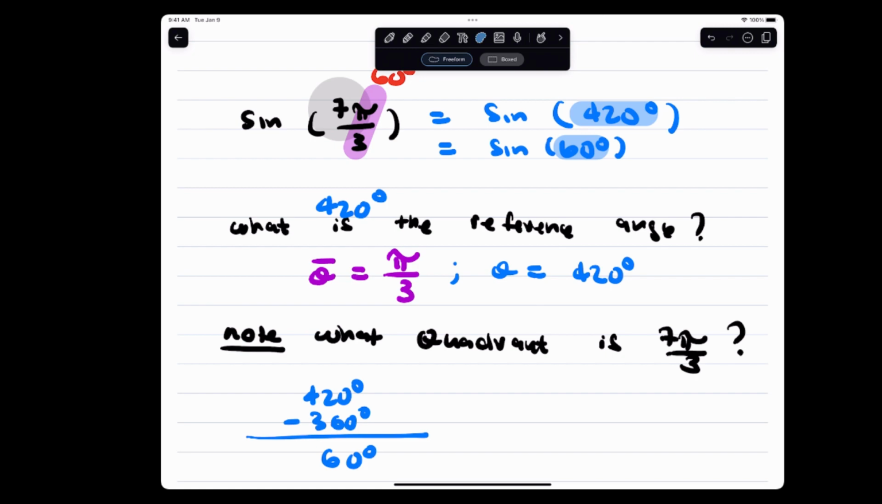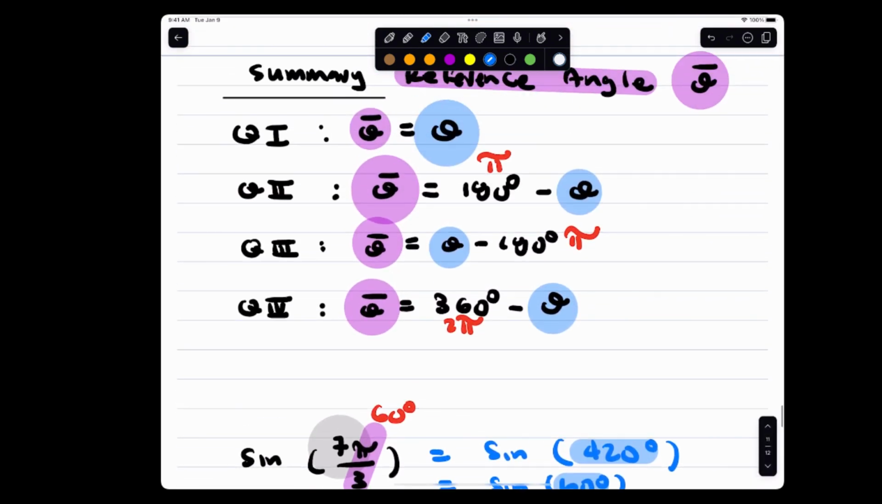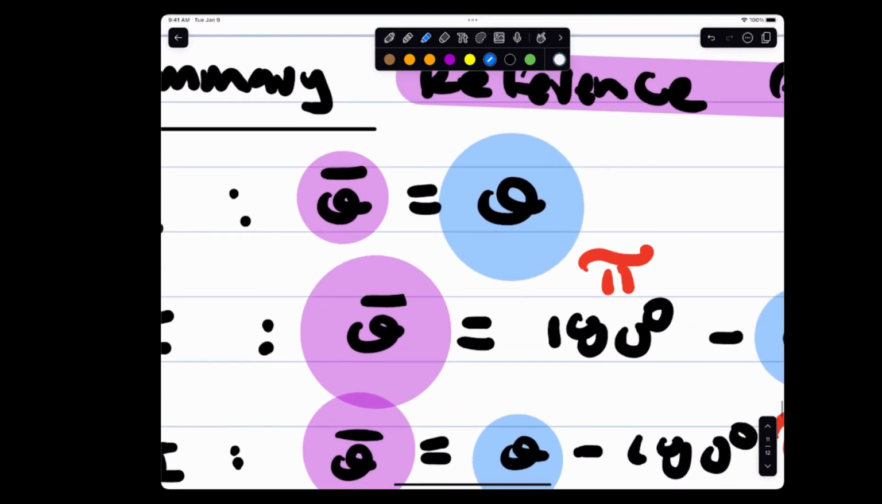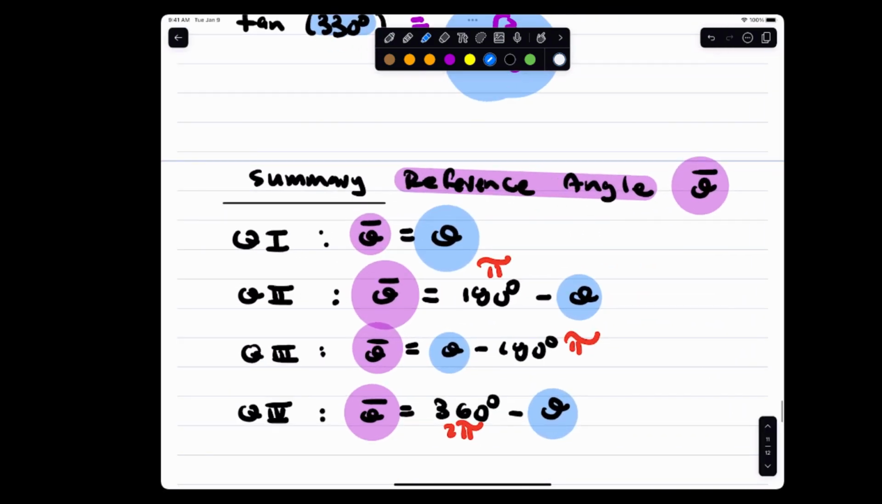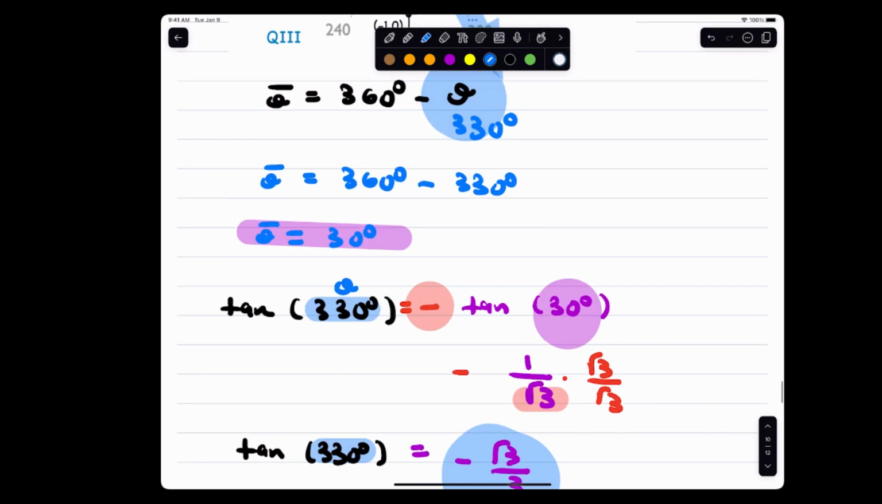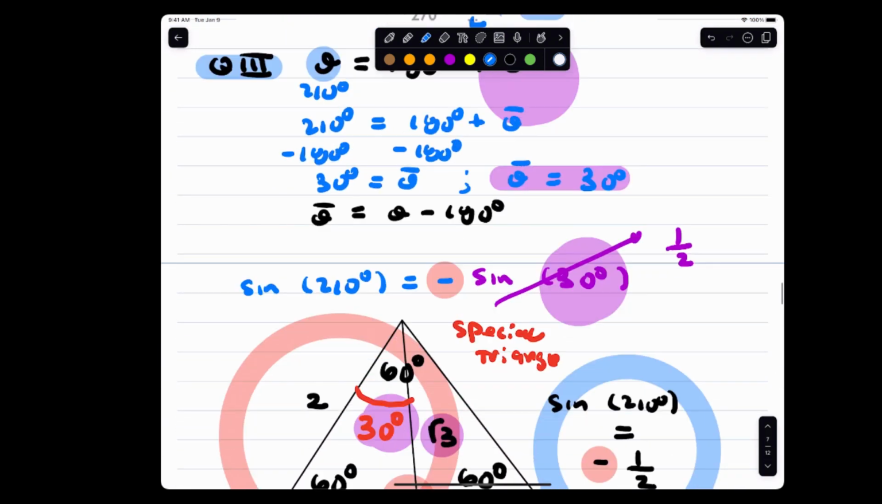Do you guys happen to know what sine of 60 degrees is? The original question is, what quadrant does this live in? What's the answer? Quadrant what? 1. Good. So if this lives in quadrant 1, what do we say here? In quadrant 1, the reference angle is the angle. So all you got to do is know what sine 60 is. All you got to do is know your special triangle. What's that special triangle for 60? Here you go. What's sine 60?